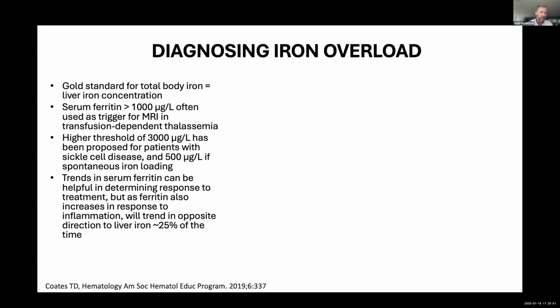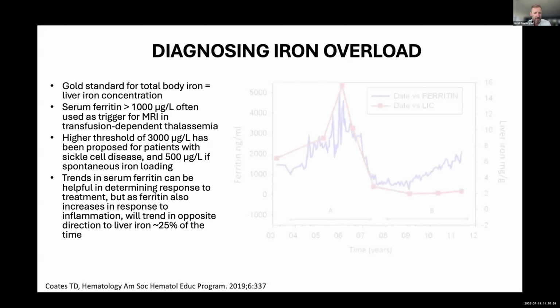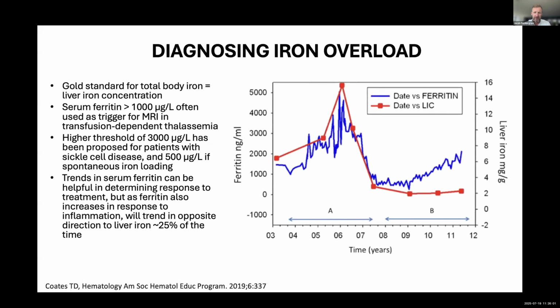We can't do liver MRIs once a month the way we can do serum ferritins. So the ferritins give us a rough guide, but it's really the liver iron that drives our clinical decision making. And again, this is an example of a patient where you can see, roughly speaking, the ferritin and the liver iron concentration tend to correspond, but not always. Sometimes the ferritin will start creeping up because there's inflammation going on, and the liver iron is rock solid. So again, you can't get too concerned about the ferritin. It's a clue, but it's not the full answer.